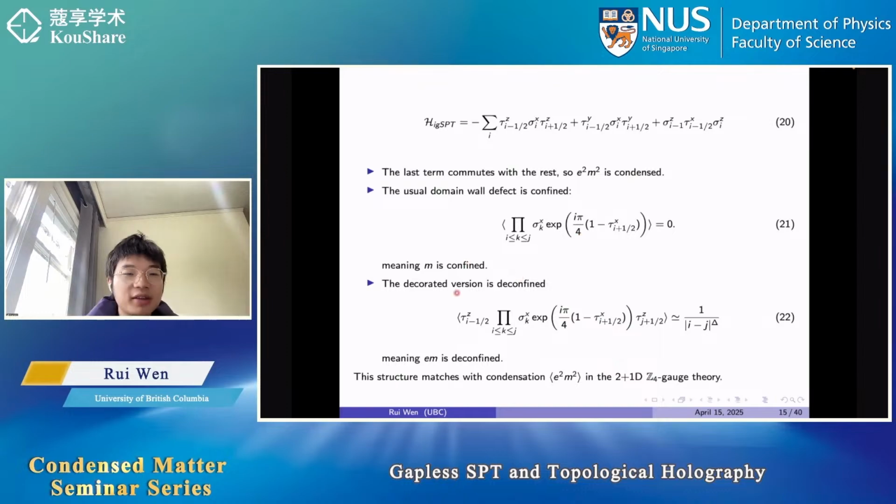But the decorated version is deconfined, right? It's decorated with this tau z. So you can check this means that E times M is deconfined. Again, the flux has to be decorated with a charge in order to be deconfined. And so now this structure matches with the condensation of E squared M squared in the 2+1D Z4 gauge theory. If you call E a charge, M a flux, and condense E squared M squared in this 2+1D Z4 toric code, the M would be confined because the M braids non-trivially with E squared M squared, and the EM is deconfined because it braids trivially with E squared M squared.